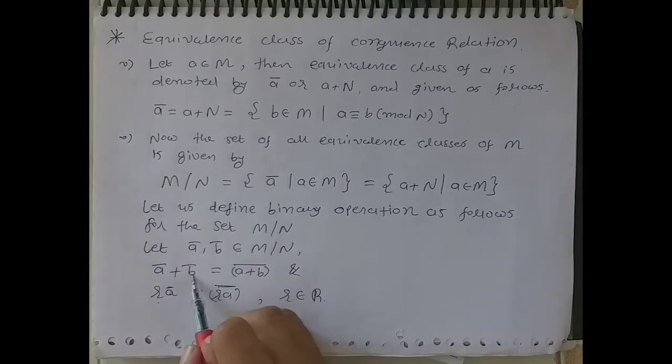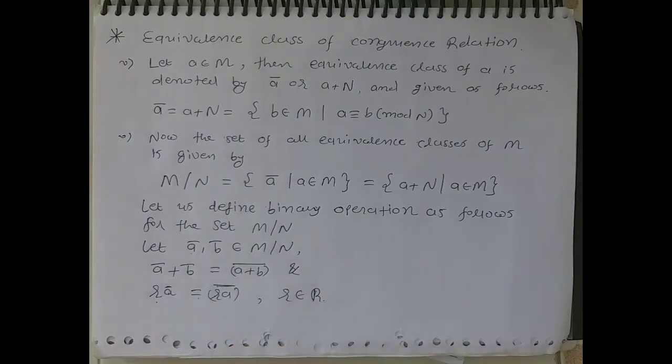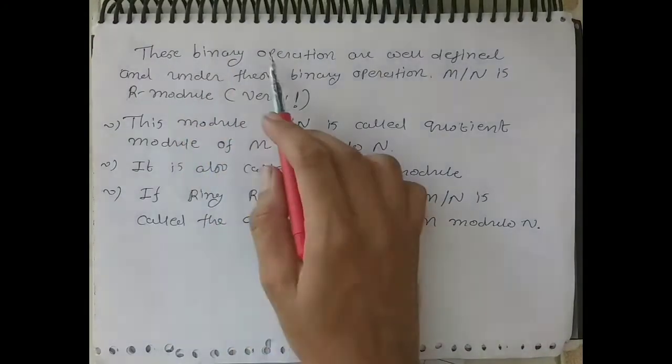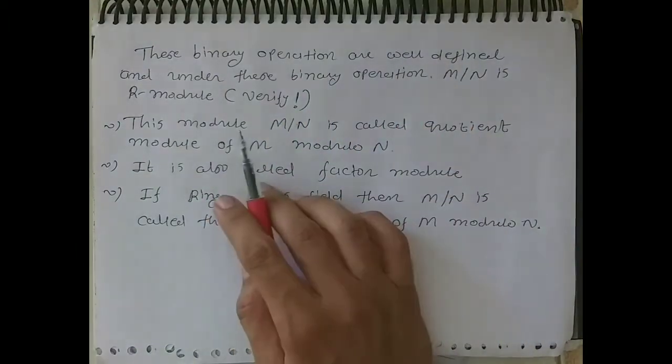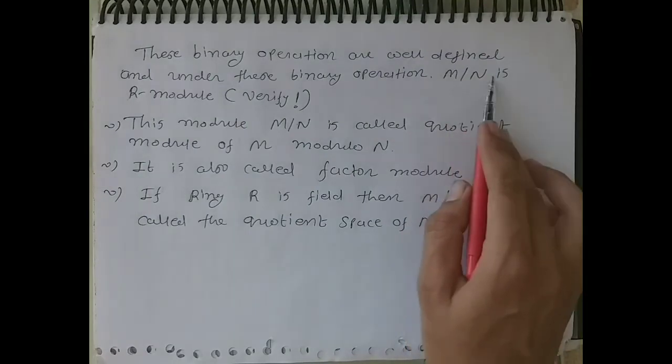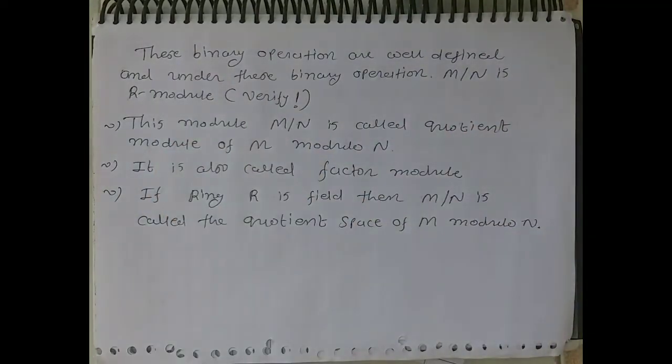અહીંયા પર્ટિક્યુલર છે અને અહીંયા ફૂલ બ્રેકેટ ને બાર આવશે. ઓકે, હવે આ રિલેશન આપણે ડિફાઇન કર્યા. Now this binary operation is well defined and under this binary operation M quotient N is an R module. This is your assignment to verify it.